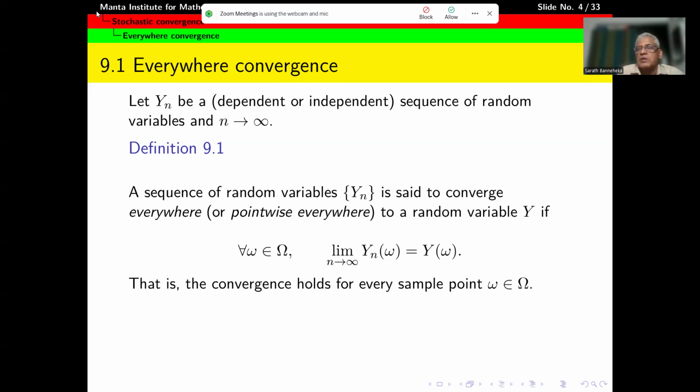Random variables are functions from the sample space into the real line. So if Yn is a random variable, we can evaluate Yn at some outcome omega, right? So we say that the sequence Yn converges everywhere if Yn(omega) as n goes to infinity is equal to Y(omega) for each omega in the sample space. Right? That is, the convergence holds for every sample point, small omega in capital Omega.